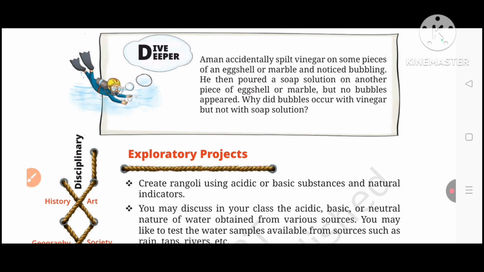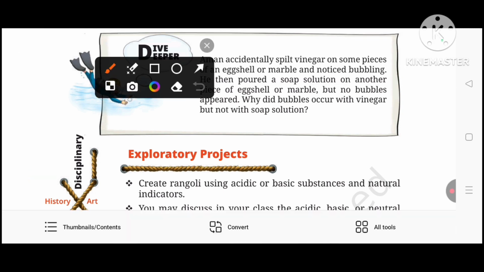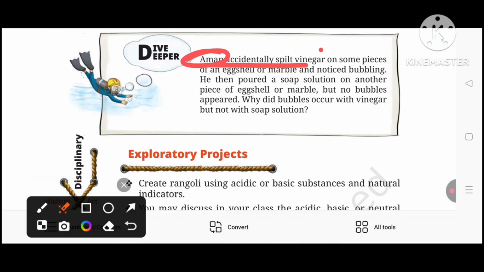Dive deeper. Aman accidentally spilled vinegar on some pieces of eggshell or marble and noticed bubbling. He then poured a soap solution on another piece of eggshell or marble, but no bubbles appeared. Why did bubbles occur with the vinegar but not with the soap solution?